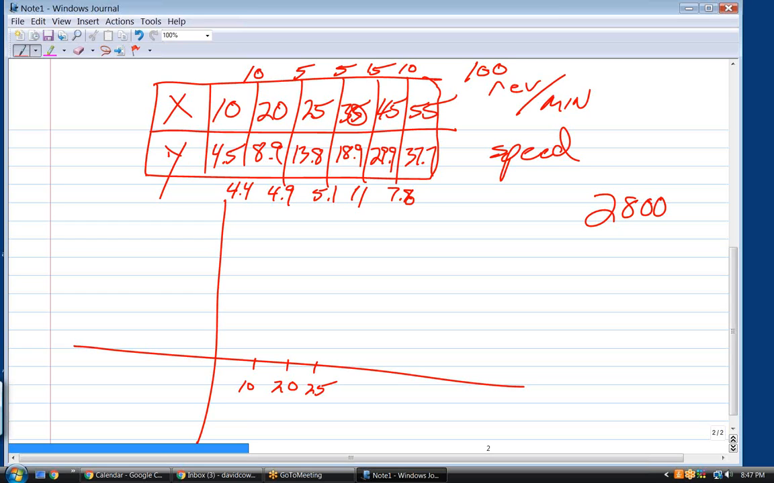Do we know whether this is a quadratic function or a cubic function or? I don't. I'm guessing it's exponential since it goes up. Yeah, it's definitely not linear. In other words, this is going up 10, that's only going up 4.4, and then that goes up 5, and that goes up 4.9. 5 goes up 5.1. 15 goes up 11, okay, and then 10 goes up 7.8.